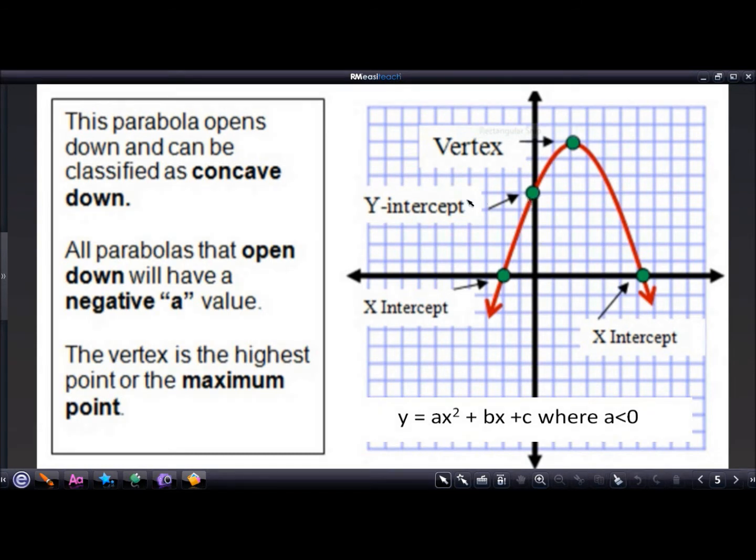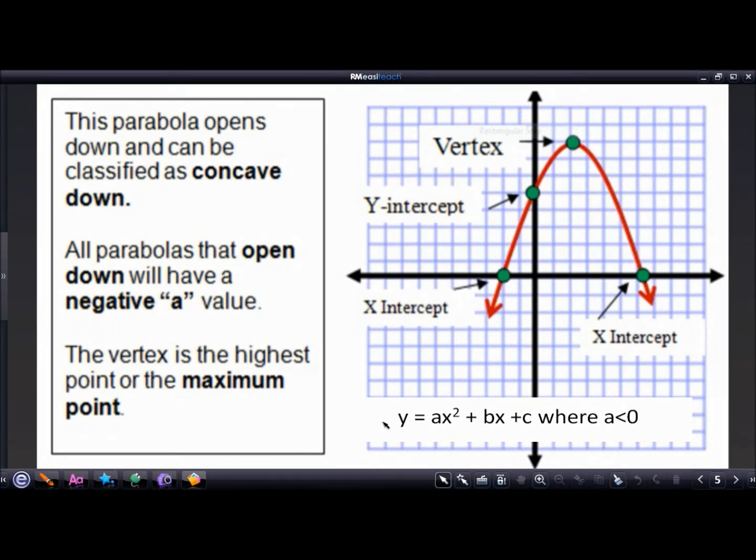The y-intercept here represents an ordered pair 0, comma y, whatever the y value is. And then we have two x-intercepts. In this diagram, it appears as though we have an x-intercept on the left of the y-axis and an x-intercept to the right of the y-axis.